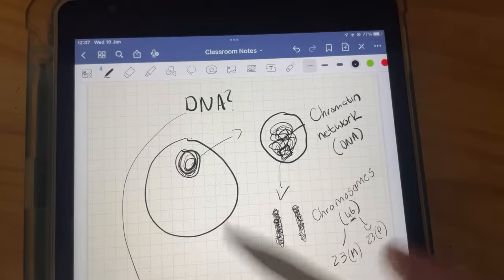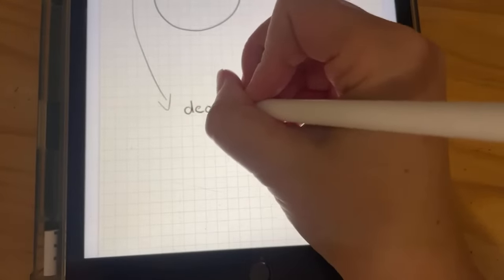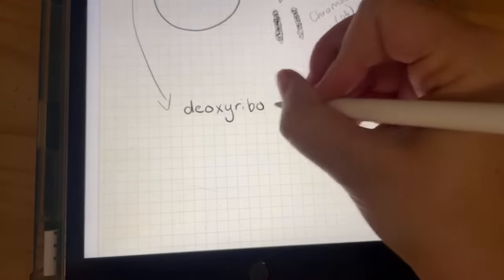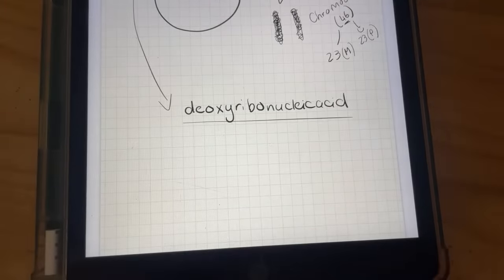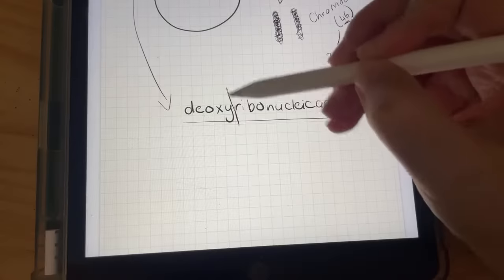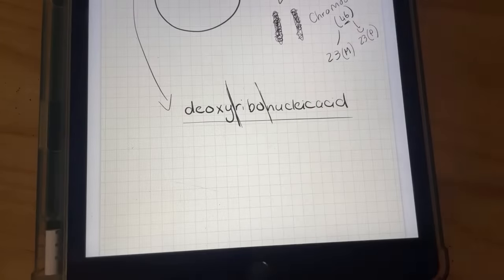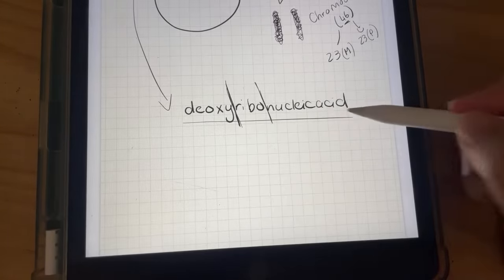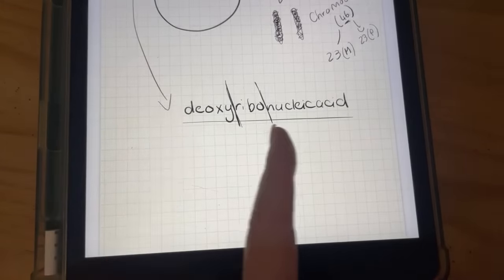First things first, let's actually break down what DNA stands for. Some of us may have already learned it, but it stands for deoxyribonucleic acid. I know it's a very long word, but essentially it describes the actual structure. Deoxy means it's got one less oxygen. Ribo refers to the sugar it is made out of. And nucleic acid refers to the type of molecule that we're making. So it is deoxyribonucleic acid.